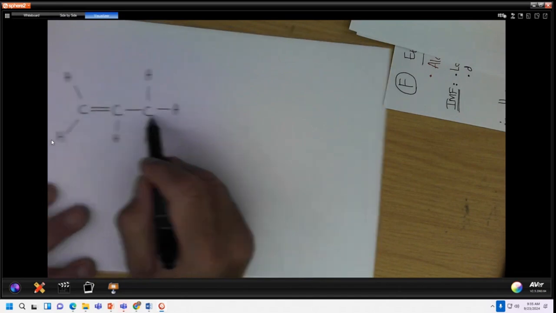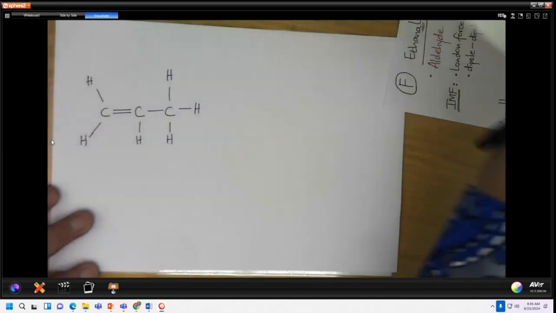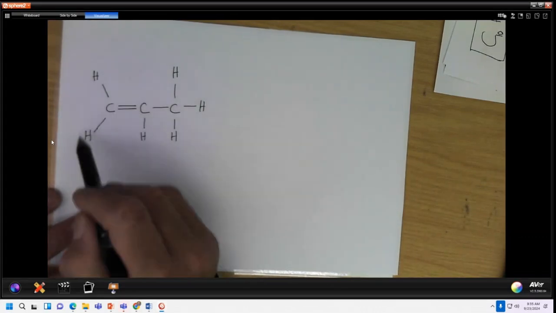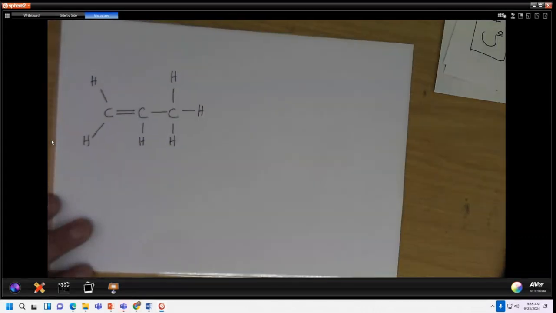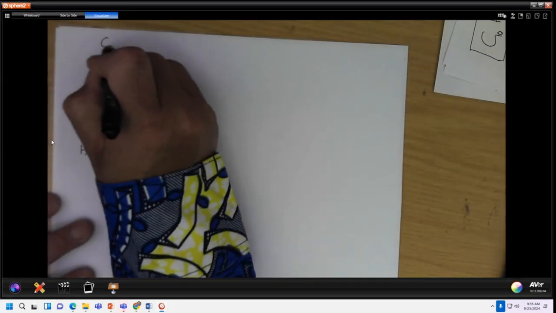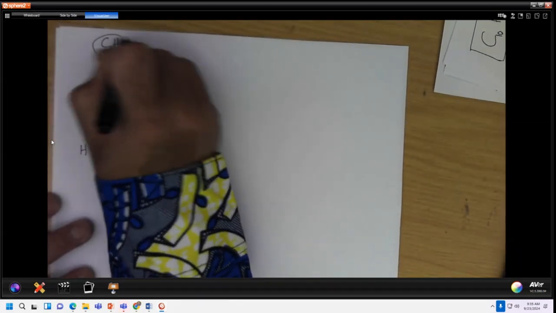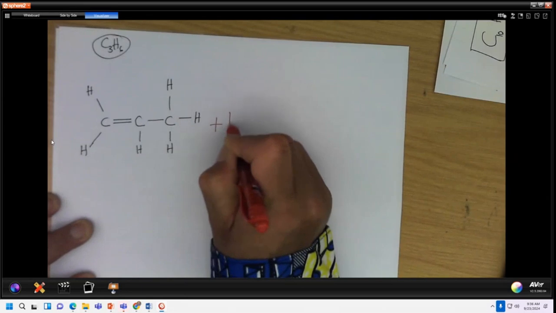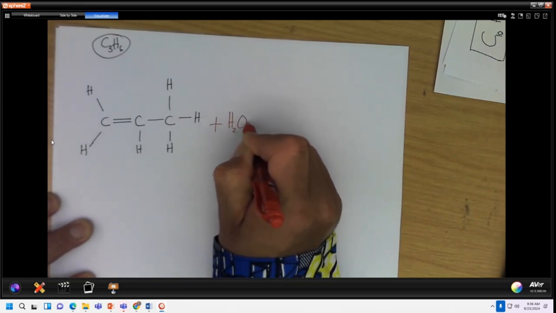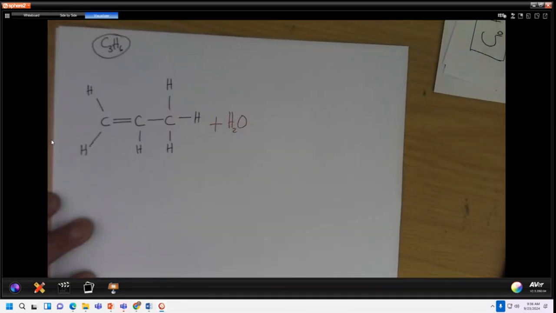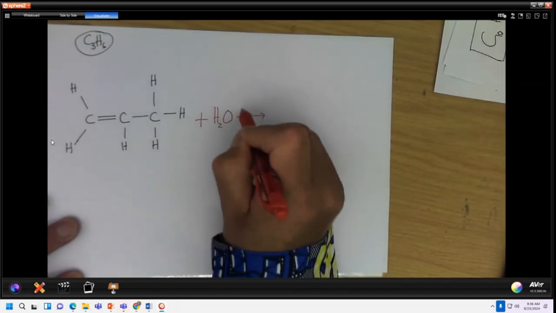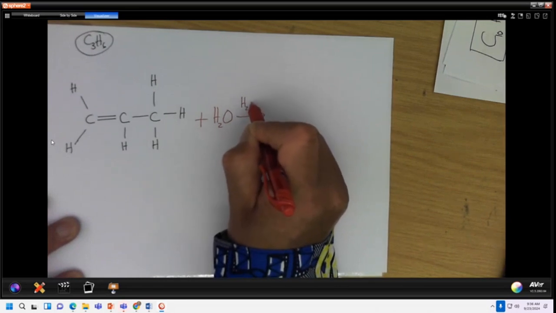Apologies, you couldn't see that. I was writing. So C3H6, 1, 2, 3, 4, 5, 6. Remember that was the compound we had there, C3H6. Now, this is reacted with water, plus H2O. We react that with water. And then we use a catalyst as a dehydrating agent, H2SO4.